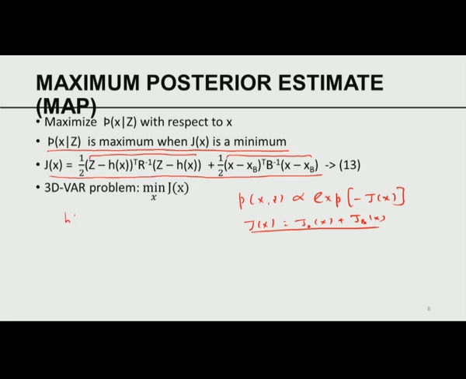When h of x is linear, both the terms are quadratic. Even if h of x is not linear, the first term could be nonlinear, but the second term is still quadratic. I am interested in minimizing J of x, which is given in 13. This minimization problem has come to be called the 3D-VAR problem. The 3-dimensional variational assimilation problem is essentially minimizing two quadratic forms, one coming from background, another coming from observation. So minimizing J of x with respect to x is an unconstrained minimization problem, a lot easier, there is no constraint.